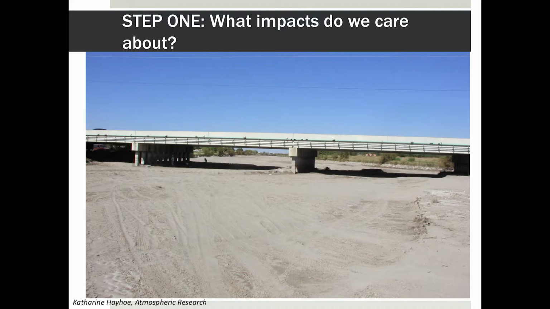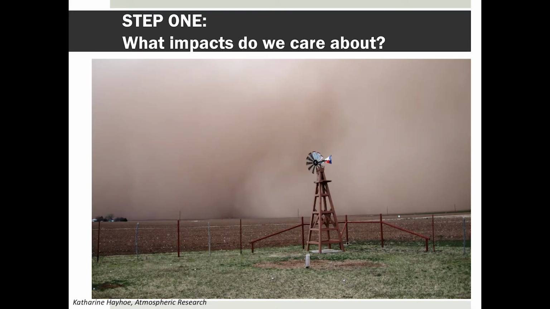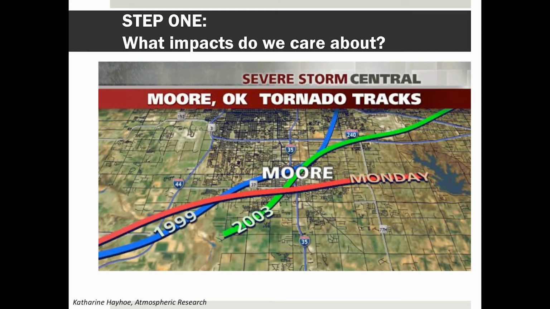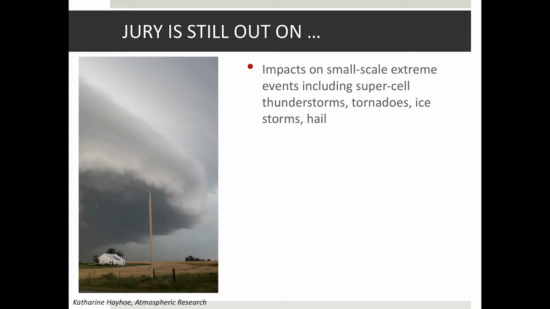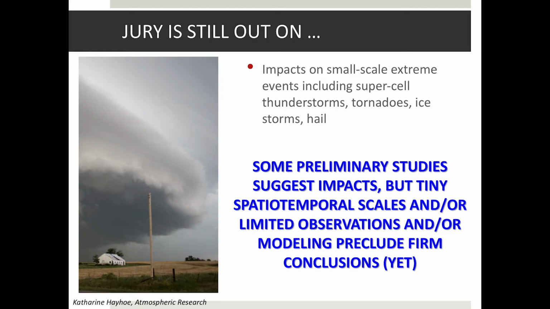And then based on some work by Catherine Hayhoe, we might want to interpret the output from models in terms of things that we care about, which might be drought, it might be dust storms, it might be the tracks of tornadoes. Well, we can stop right there for things like dust storms and tracks of tornadoes because we know that we just don't model those very well, and the global scale climate models aren't going to help much. So for those things, we have limited observations or limited ability to model, and the jury's still out.